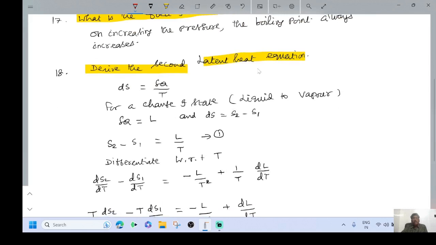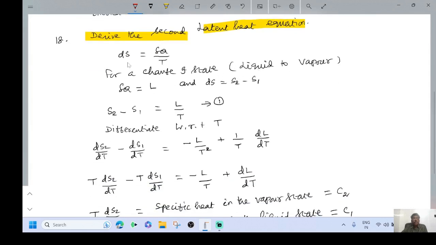Derive the second latent heat equation. Say the change in entropy dS equals delta Q by T. For a phase transformation, say for example liquid to vapor state, the delta Q is the latent heat, and dS equals S2 minus S1, that is final entropy minus initial entropy, which is equal to, instead of delta Q, we have to substitute latent heat L by T.